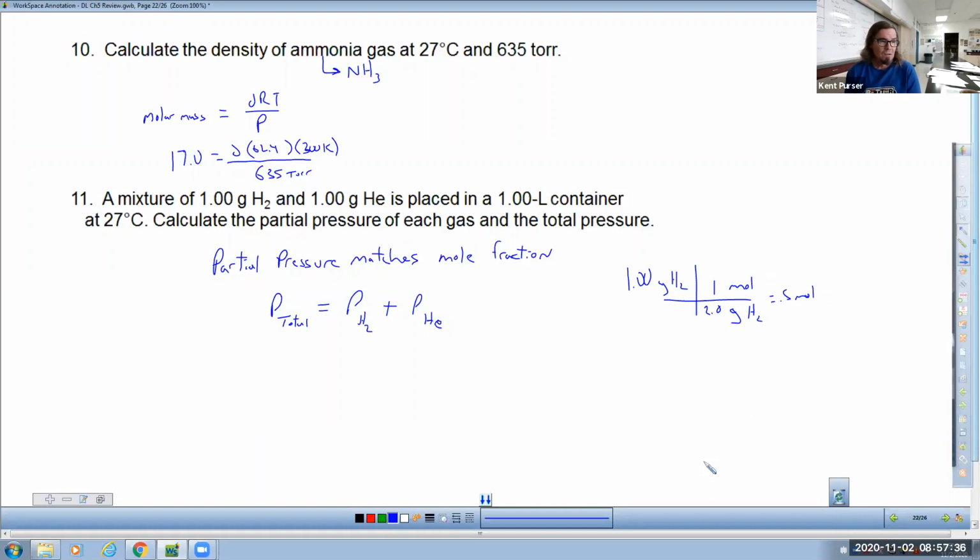Okay. Then 1 gram of helium at 4 tells me I have 0.25 moles. Never mind, I am going to use my first note. Why would I convert these to pressure? Well, I guess I have to.